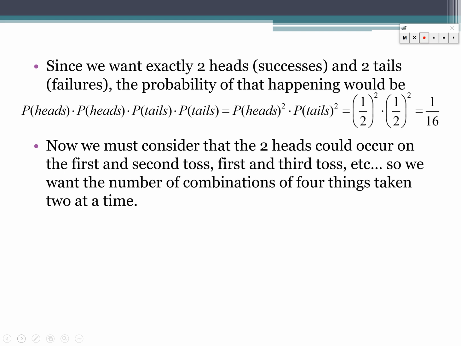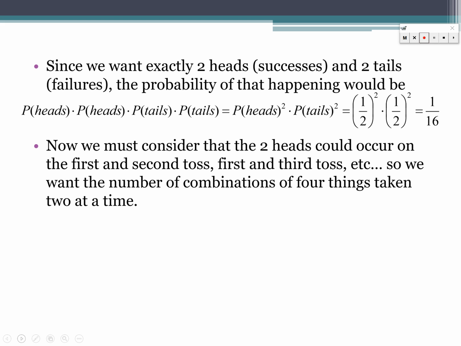Now we have to consider that the 2 heads could occur on the first toss and second toss, first toss and third toss. So we have to figure out how many different combinations we have where those 2 heads could show up. We're not arranging these. So if we flip-flop 2 different heads, it's going to be the same arrangement. So we're looking at how many combinations we have of 4 things taken 2 at a time.